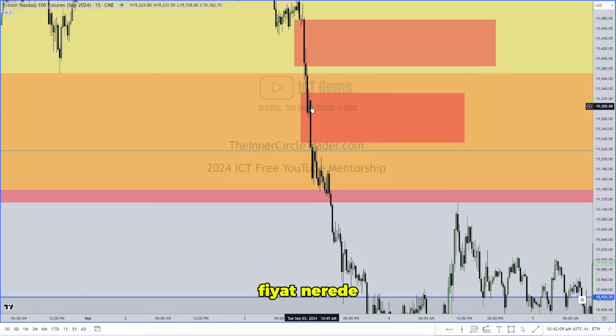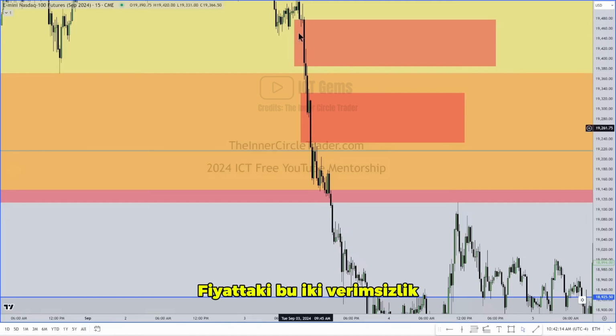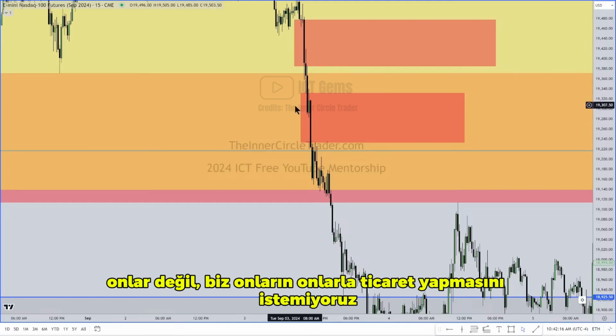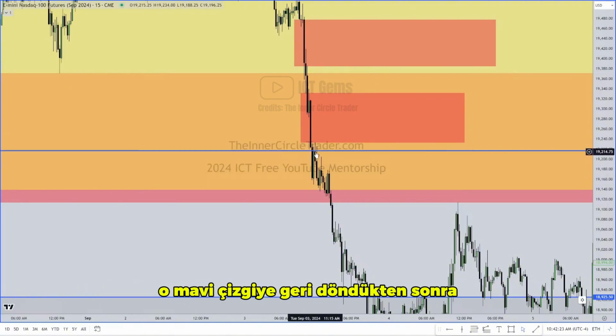You want to see where you are in the lay of the land. Where is price at? Where is it likely to go? And how's it been delivered? These two inefficiencies in price, we don't want them to trade to them. We don't want to see price go up there. But watch what happens when it starts to break lower. After returning back to that blue line, which is the opening price on the lowest up close candle on the daily chart that frames the full bearish order block. This is what you end up doing with this information.